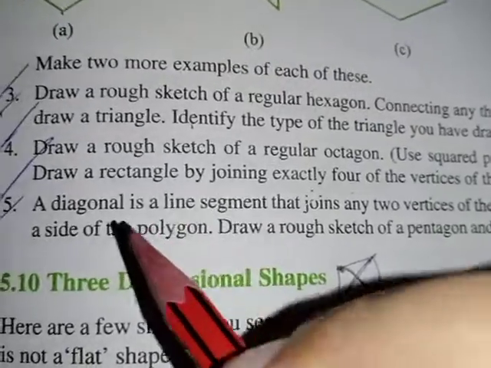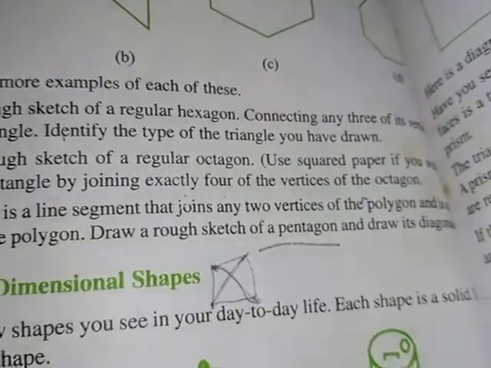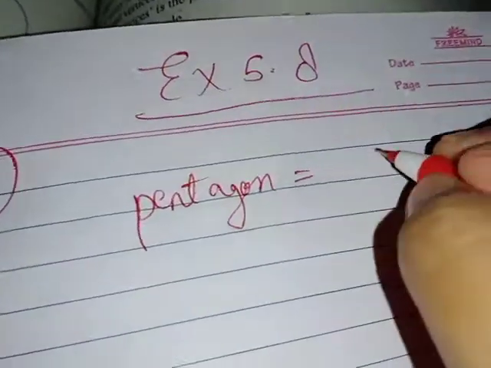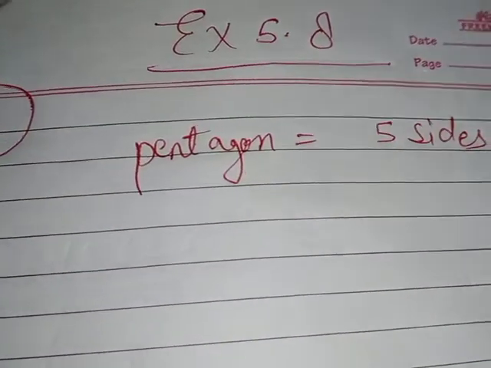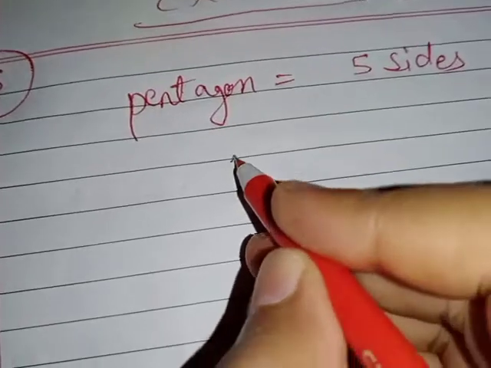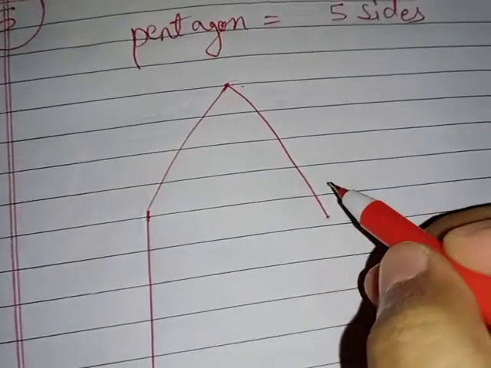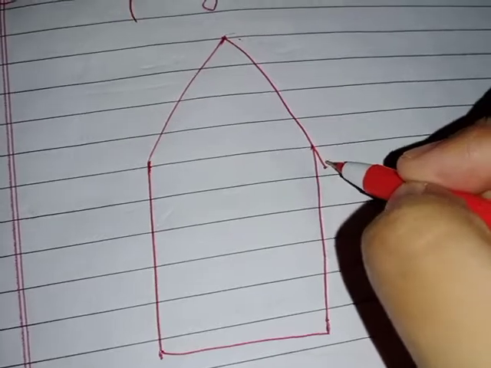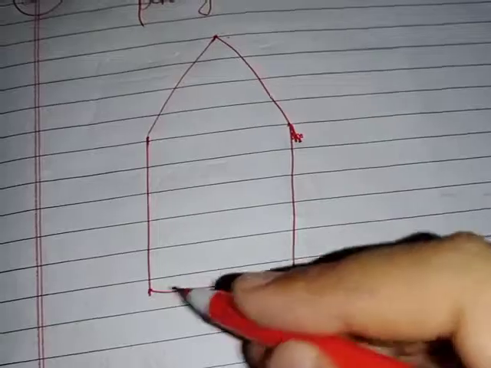Now, using this diagonal, you have to draw a pentagon. Now what is a pentagon? Pentagon is that polygon which has 5 sides. Keep in mind, pentagon is that polygon which has 5 sides. So first of all, we have to draw a figure which has 5 sides. So like this, can we draw a figure? 2 sides here. Third, then this is fourth, and then this is fifth. Okay, 5 sides are done. This is your pentagon. 1, 2, 3, 4 and 5.